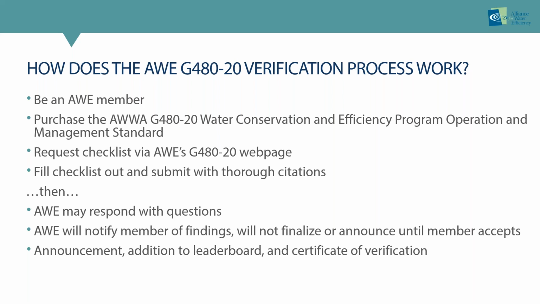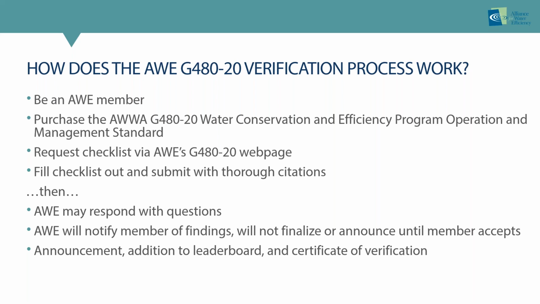You can go onto the previously shown website page and hit the button to request it, which is an email form to AWWA, and we'll swiftly get the checklist back for you to use. Simply fill out this checklist and submit thoroughly with all citations. After that, we'll review it, and AWWA may respond with some questions or comments to clarify some of your submissions, if something didn't exactly fill the criteria, or wasn't met, or you may have missed something by accident. So we will respond with some feedback.